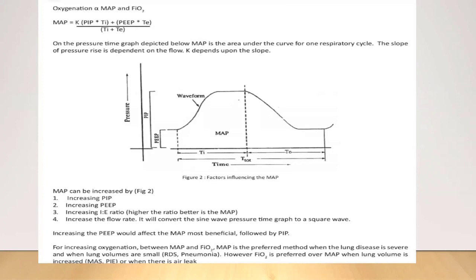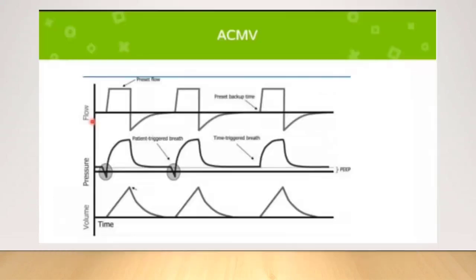For increasing the oxygenation, between the MAP and FiO2, MAP is the preferred method when lung disease is severe and when lung volumes are small, like RDS, pneumonia. But FiO2 is preferred over MAP when lung volume is increased, as in MAS. Increasing FiO2 is better. The same applies when there is an air leak. Okay.